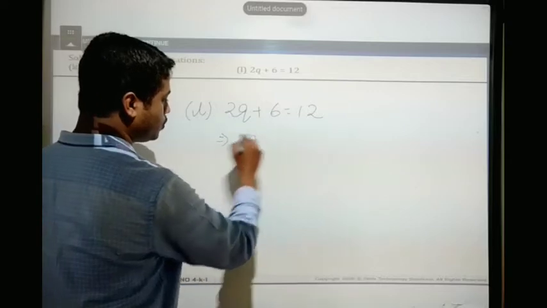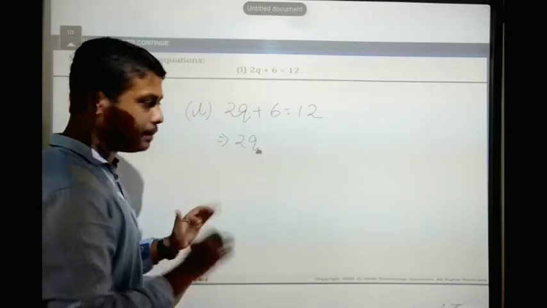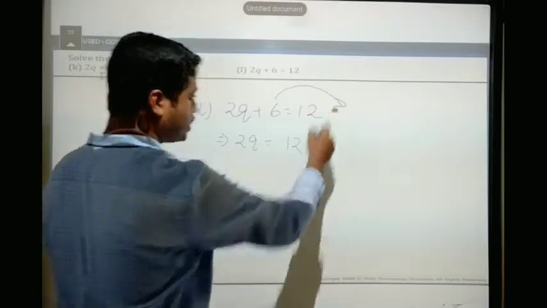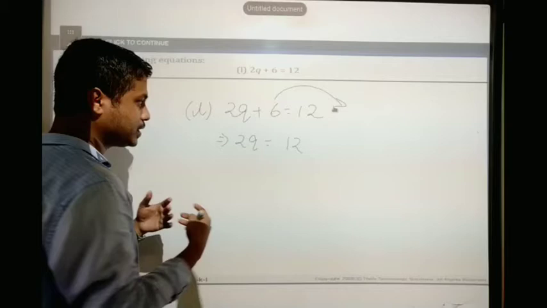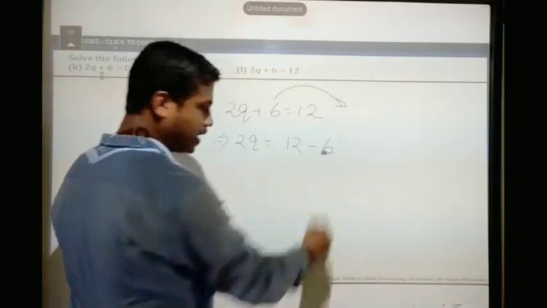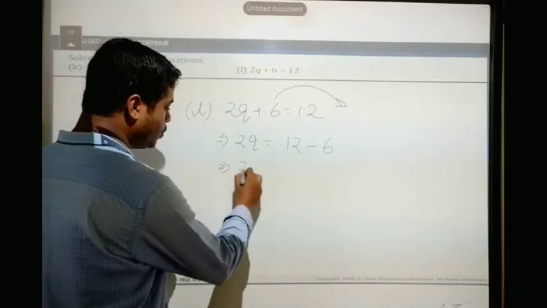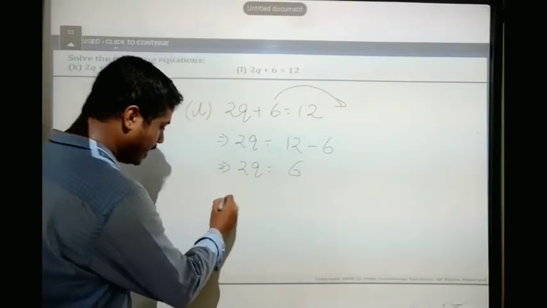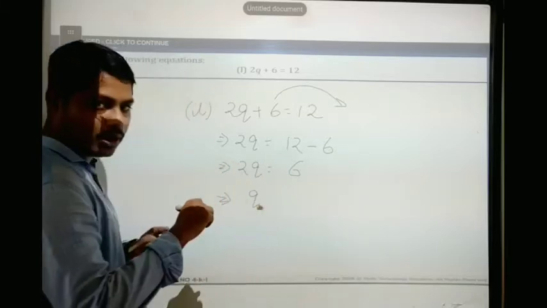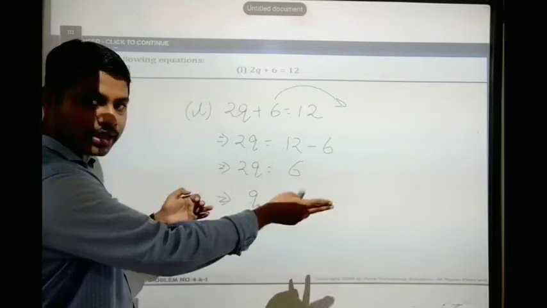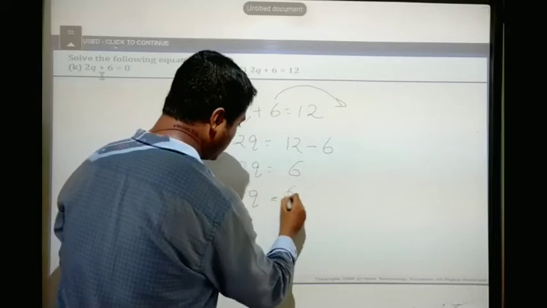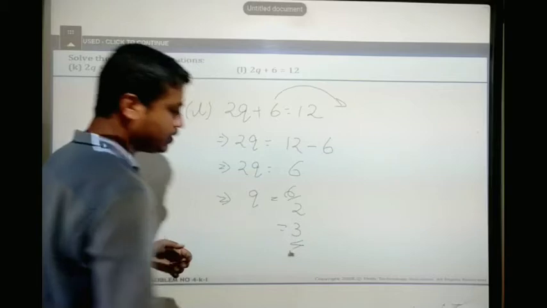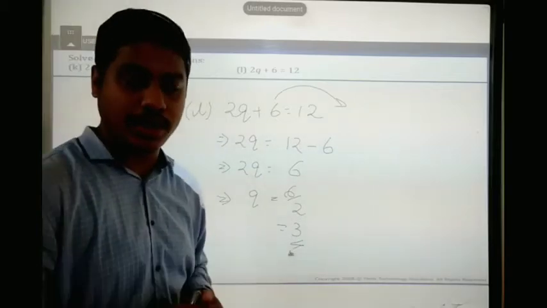Firstly, put 2q on the left hand side, variable we need to separate. Then 12. Put this 6 on the right hand side. We have to transpose this because we have to separate the variable first. So if I transpose it, 12 minus 6, then it will be 2q, it will be 12 minus of 6, it will be equal to 6. Next, leave the variable and put the 2 on the right hand side, constant on the right hand side. So 6 by 2, your answer will be 3. That means your value of q will be equal to 3.